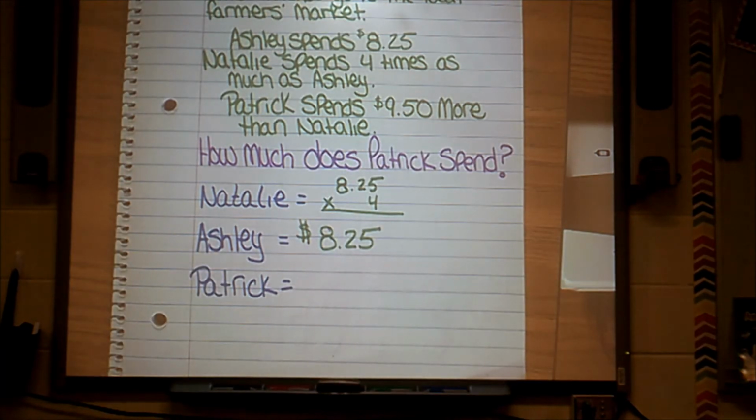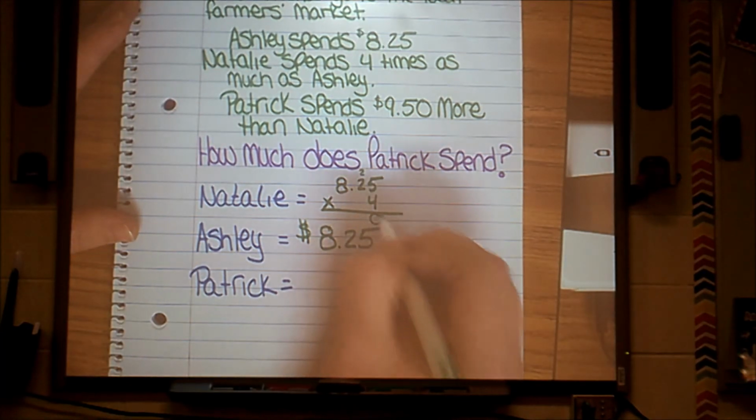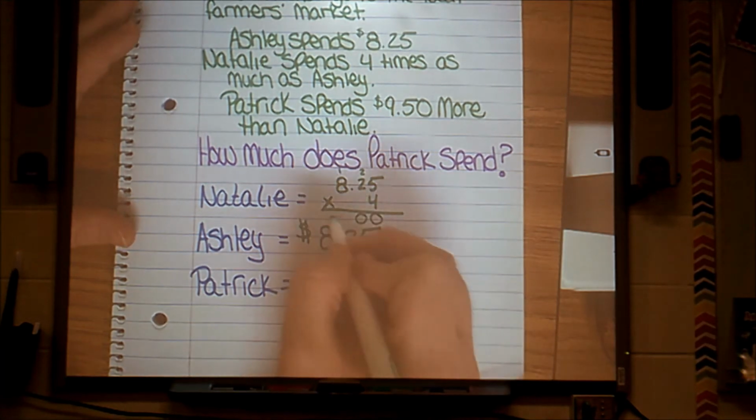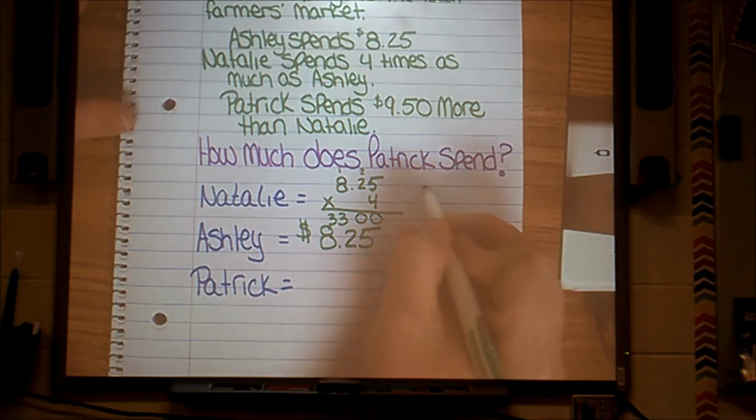Now I know from previous sections in this chapter that I can pretend like the decimal doesn't even exist, and I can bump it back in after I find my product. So I'm going to pretend like I am multiplying 825 times 4. 825 times 4 equals 3,300.